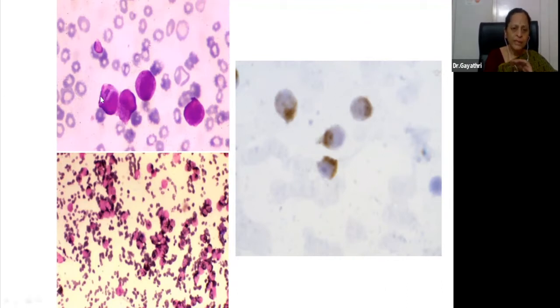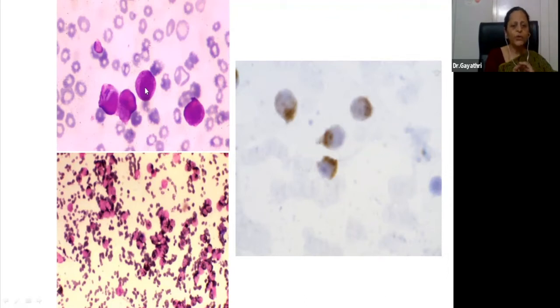What if such distinct Auer rods, multiple Auer rods are not seen? Can we still pick up APML? Yes, for sure. Look at the way to learn again. There is a tip here. You know that this will turn out to be an APML because of this multiple Auer rod spaghetti cell. Okay. Now you look at the other cells. These are abnormal promyelocytes. This is how promyelocytes will look in a classical case of APML. Not always will you get a cell like this. These are good enough for you to suspect that this is APML.